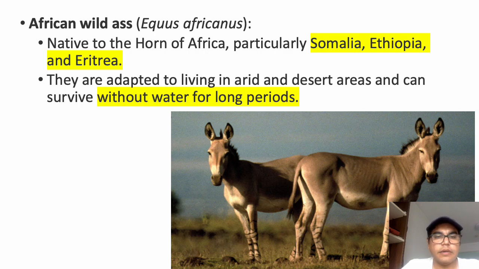And now, the most specific characteristic it has is that, as we know, most of the areas in Africa are desert type, so they are adapted to harsh environmental conditions, and that's why they can survive for a longer time without the availability of water.